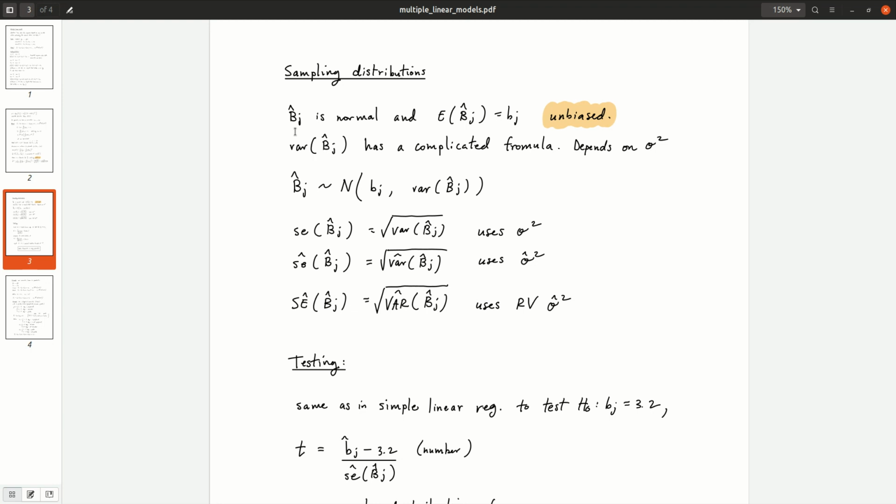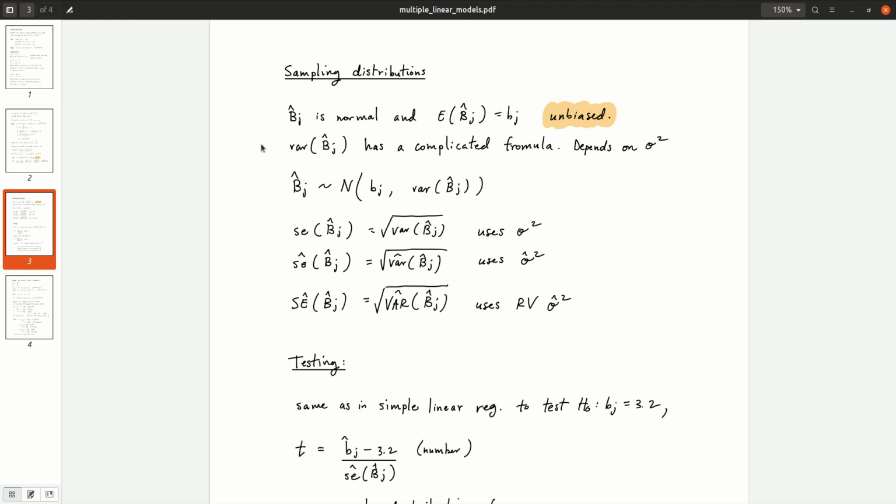The distribution is normal. The first thing we'll say is that the expected value of this normal distribution is the thing it's trying to estimate, little b sub j, which means that this estimator of the regression coefficient is unbiased. So the least squares estimator of the regression coefficient is unbiased. Okay, that's good.